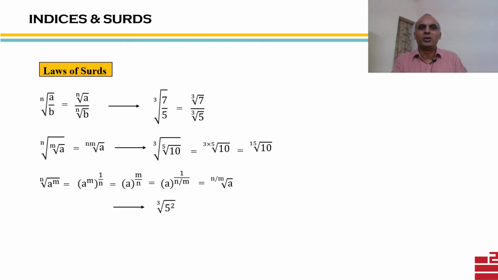Example, cube root of 5 square. We can write it as 3 by 2th root of 5. Now don't confuse these things. You cannot say, or you should not say, that nth root of a to the power m is m by nth root of a. It is not that way. It is n by mth root of a.